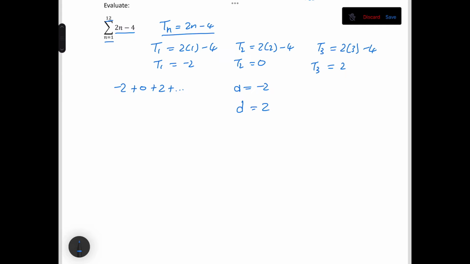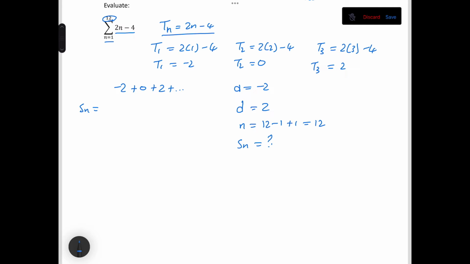And then our n, number of terms, we take our top number, 12, right? And we subtract it from the starting line, which is 1, and plus 1, that gives me 12 again. So 12 minus 1 is 11, plus 1 is 12. We don't know how much the sum of the terms are, so basically the sum of 12 terms in this case. Let's write down a formula.